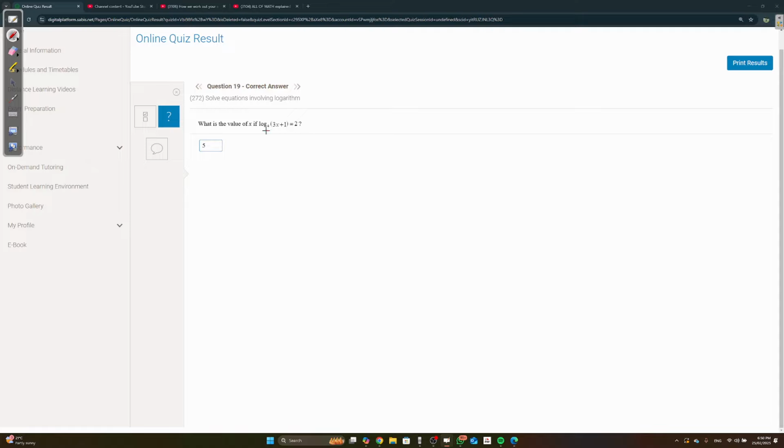So what is this basically telling you? 4 to the power of 2 is equal to 3x plus 1. So 16 is equal to 3x plus 1, and solving, you're going to get x is equal to 5. On the other side, divide by 3, you get 5.